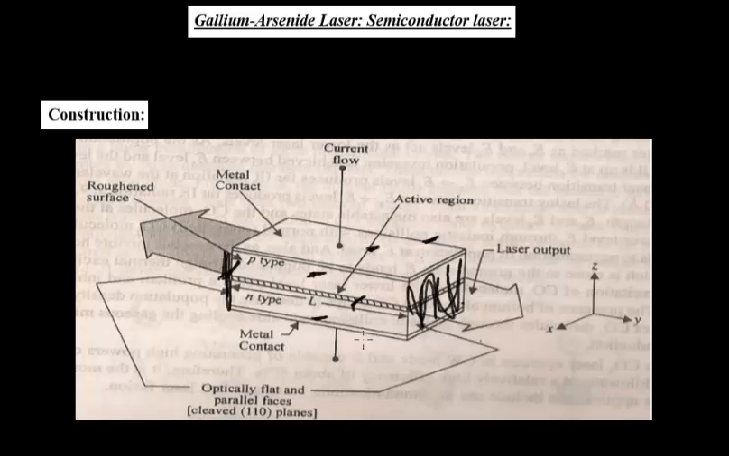The upper one and the bottom one are for metal contact, and we can connect them with electrodes. For forward biasing, we need to connect the p type with the positive side of the electrode and the n type with the negative side of the electrode.